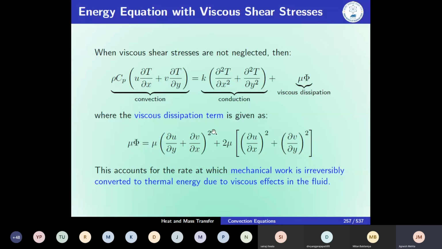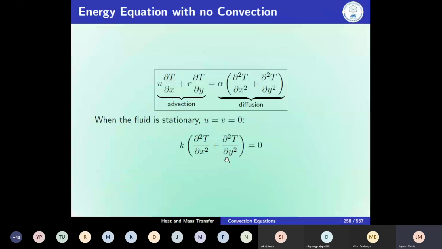Okay. Now there is something called viscous shear stress, which is neglected here. It is significant only at very high velocities, that is, Mach number crossing 1. Right, so those terms are not considered in the final simplified equation.